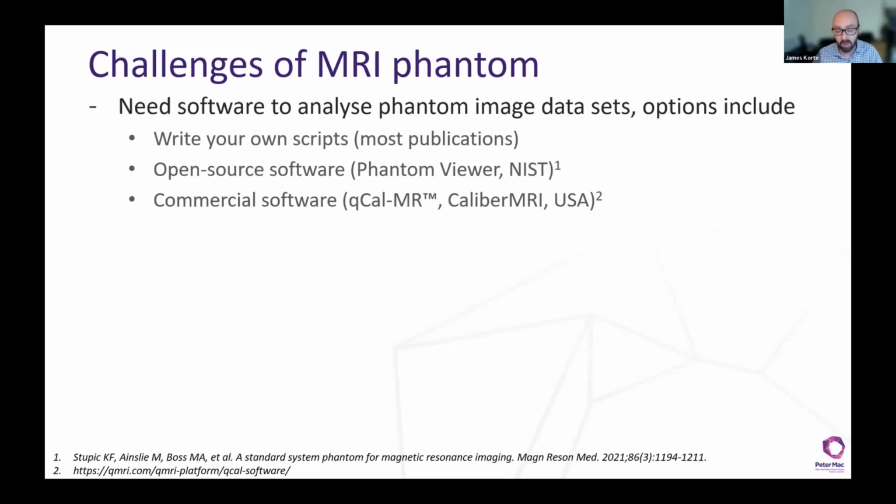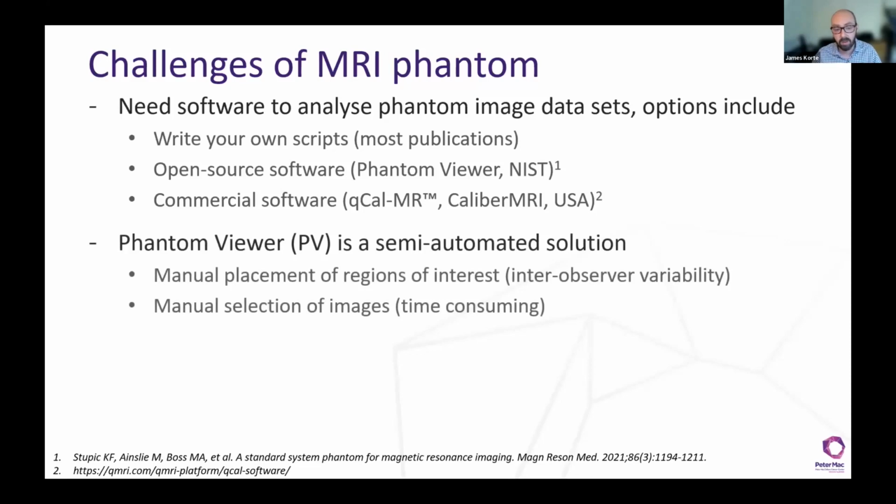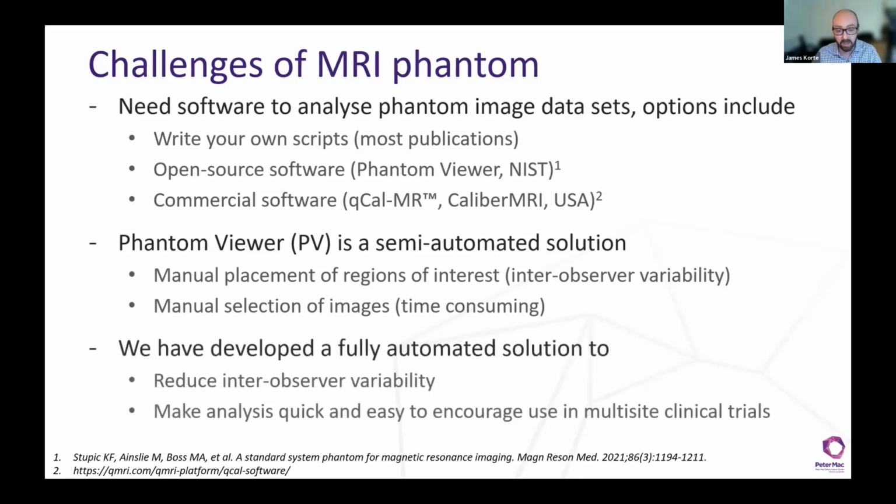Quite often when you buy one of these phantoms, it'll come with software. But that's generally maybe a license for a year, and quite often they fix that to a single scanner, and you have to pay per scanner to get new licenses. So it can become expensive quite quickly. Phantom Viewer is quite good, but it is semi-automated. It requires you to manually place the regions of interest for analysis, and that can introduce a little bit of inter-observer variability. It also requires the manual selection of your imaging time sets, and that can be quite time consuming if you haven't taken care to keep them ordered during acquisition.